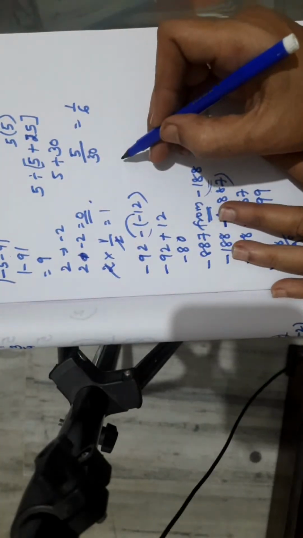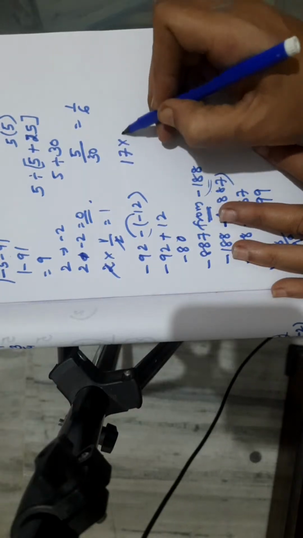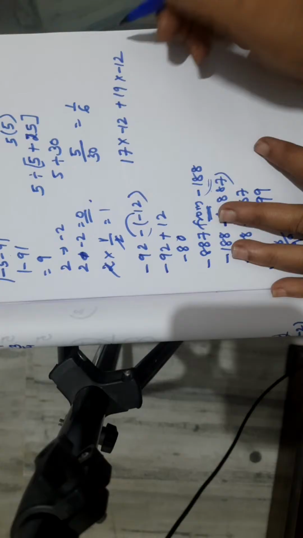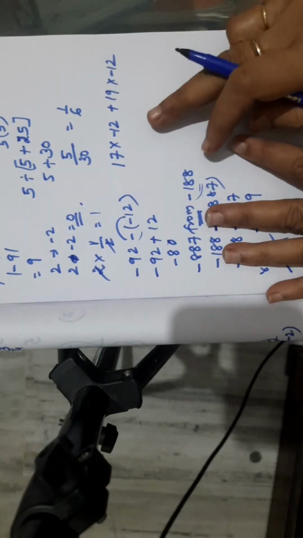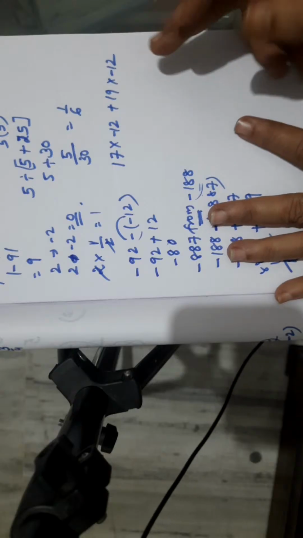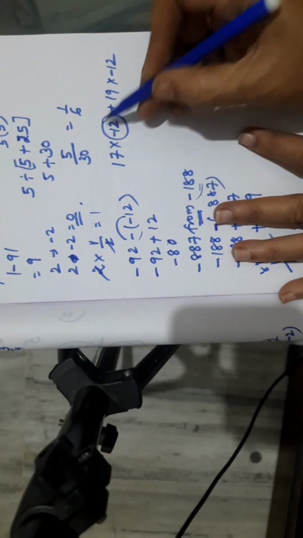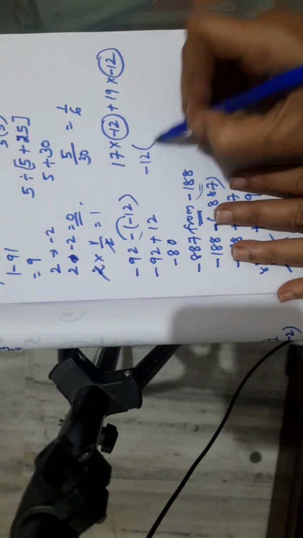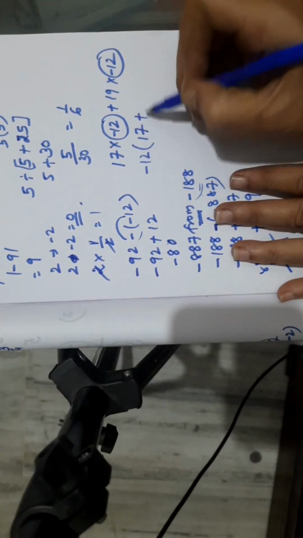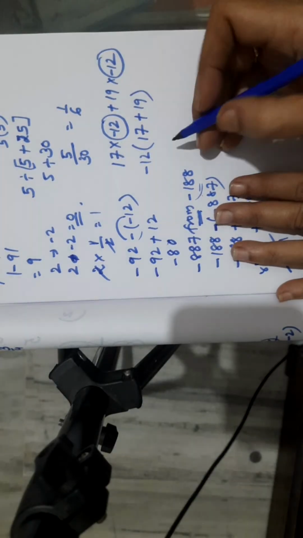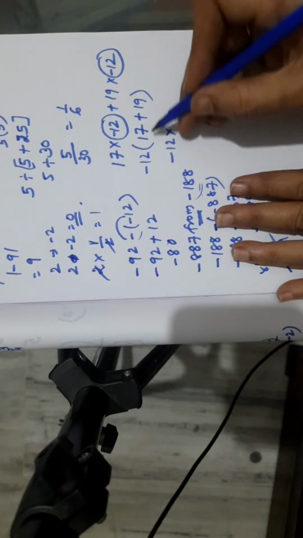Next question, 17 multiplied by minus 12 plus 19 multiplied by minus 12. For this kind of question, you need to use the distributive property, where the same number can be taken common. Thus minus 12 is taken common, 17 plus 19. The remaining two numbers will be in a bracket. Minus 12 multiplied by, then add them.